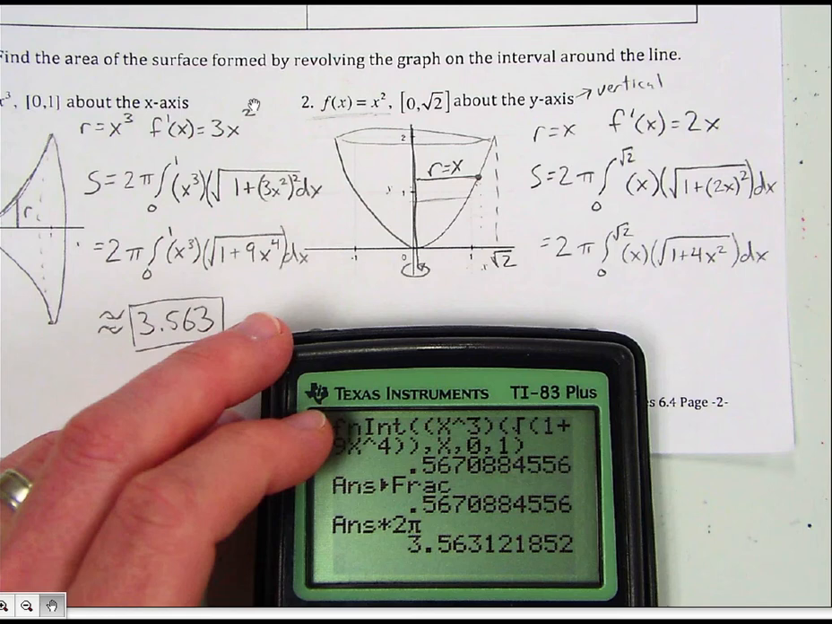So you should get 13 pi over 3. What did you get? 13 pi over 3.